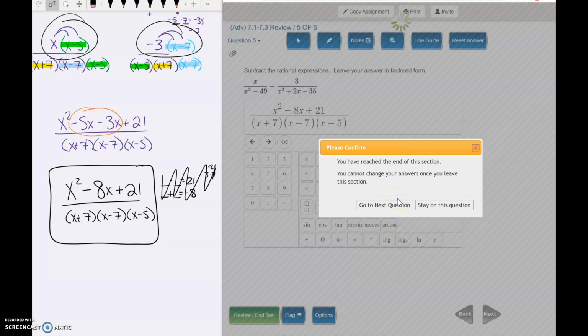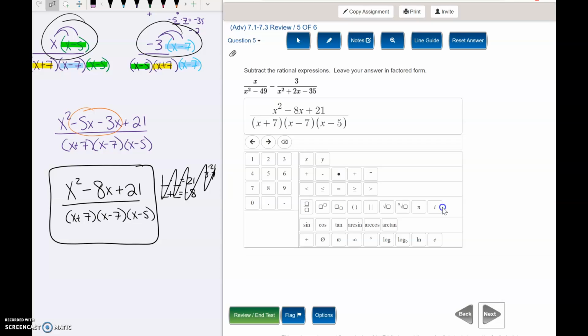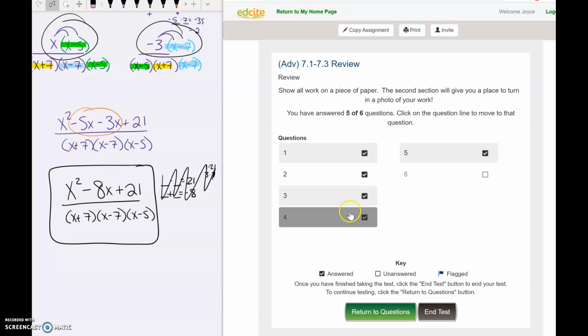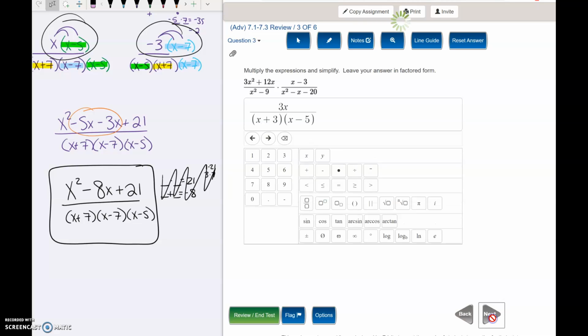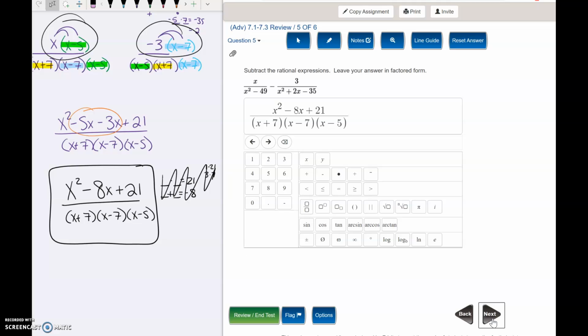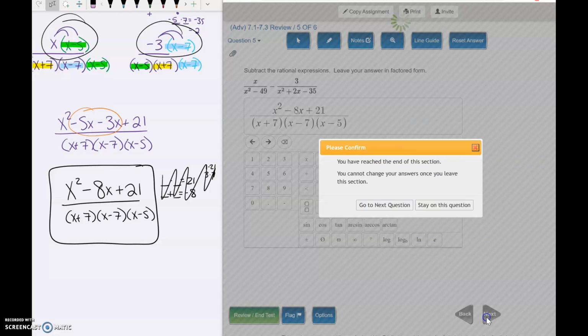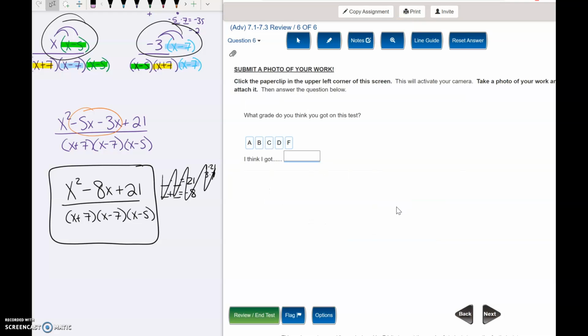Okay. After you go through those 5 questions, it will say you have reached the end of this section. You cannot change your answers once you leave this section. So you may want to stay on this question, and you may want to review and make sure that you have done all 5 questions before you go on to the next section. So even on the test, there are going to be 5 questions and then a second section. Do not move on to that second section until you are sure that you're done with the first section.